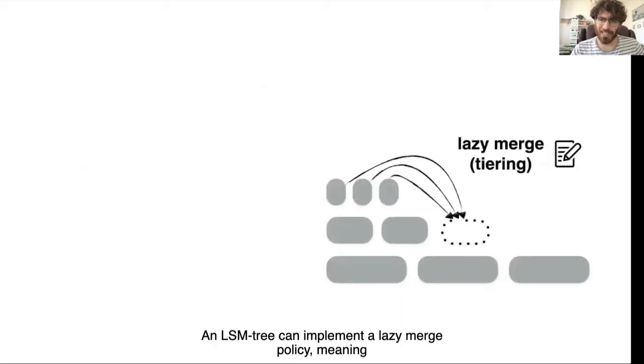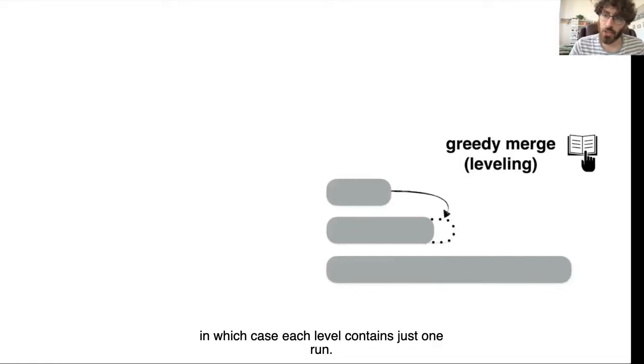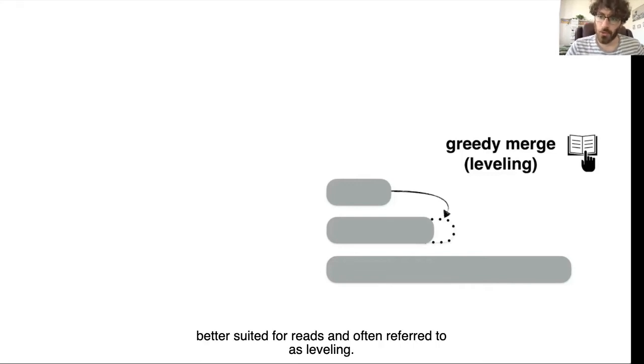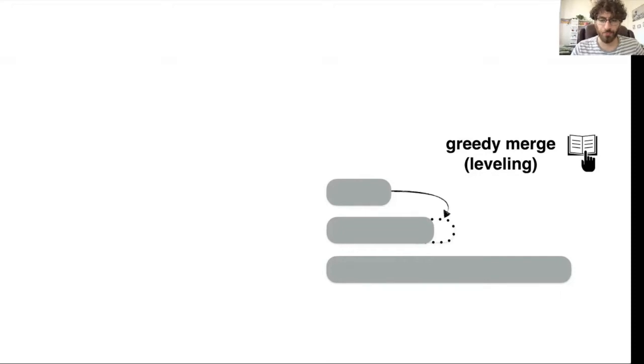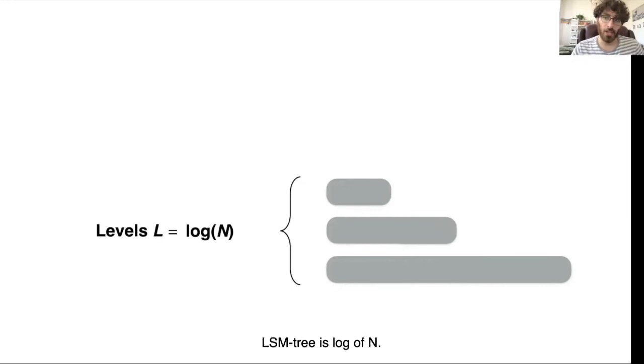An LSM tree can implement a lazy merge policy, meaning each level just gathers runs, and only when it reaches capacity, it merges them into a single run that gets placed at the next largest level. Such a design is better suited for writes, and it's often referred to as tiering. On the other hand, an LSM tree can implement a greedy merge policy, in which case each level contains just one run. Whenever this run reaches the level's capacity, it gets merged into the run at the next largest level. And this design is better suited for reads and often referred to as leveling. With either of these designs, the number of levels L in the LSM tree is log of n.